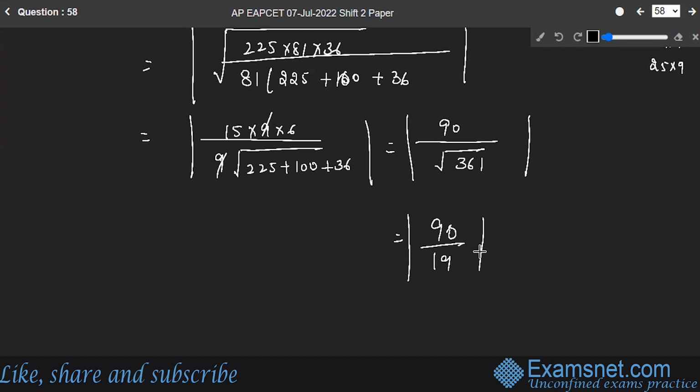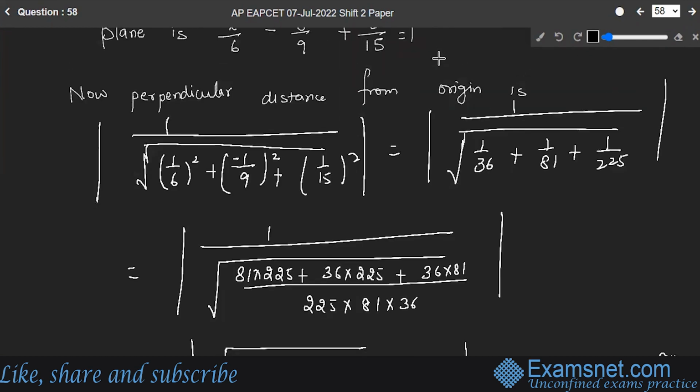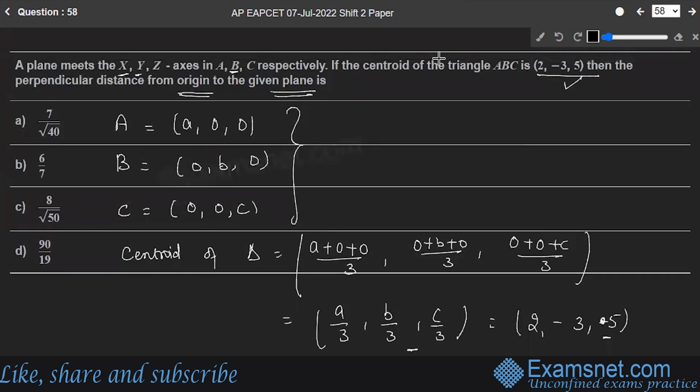Then, give me a minute. So, this is the correct answer. Let's check with the options. Yeah, the perpendicular distance is given by, yes, option D. So, this option D is the correct answer to our question. Hope you're clear with this one. Let's move to the next question.